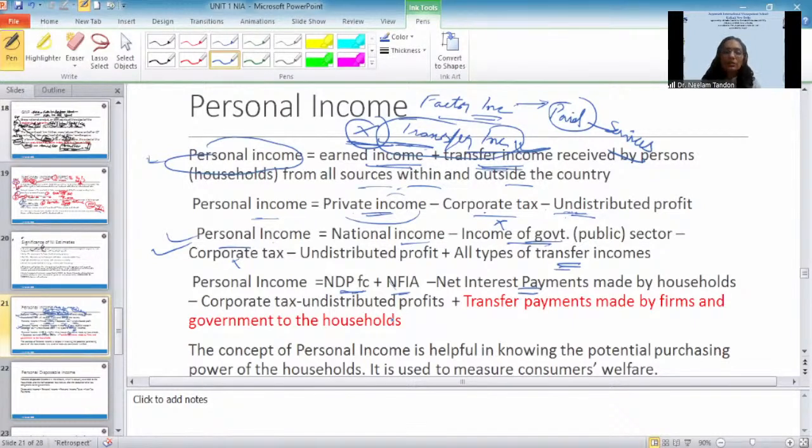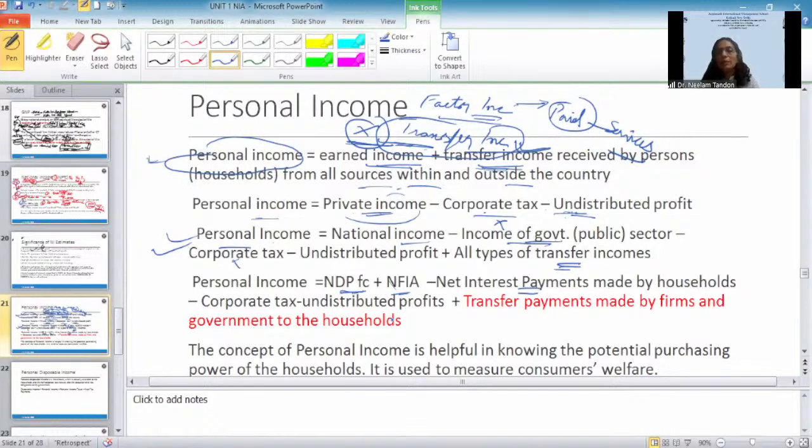So what we deduct to get personal income from national income: we deduct net interest payments by households, we deduct corporate tax, because you have invested and you're not getting that money, so it's minus in your books. Undistributed profit, again the same. Transfer payments we add because that's added up in your income.